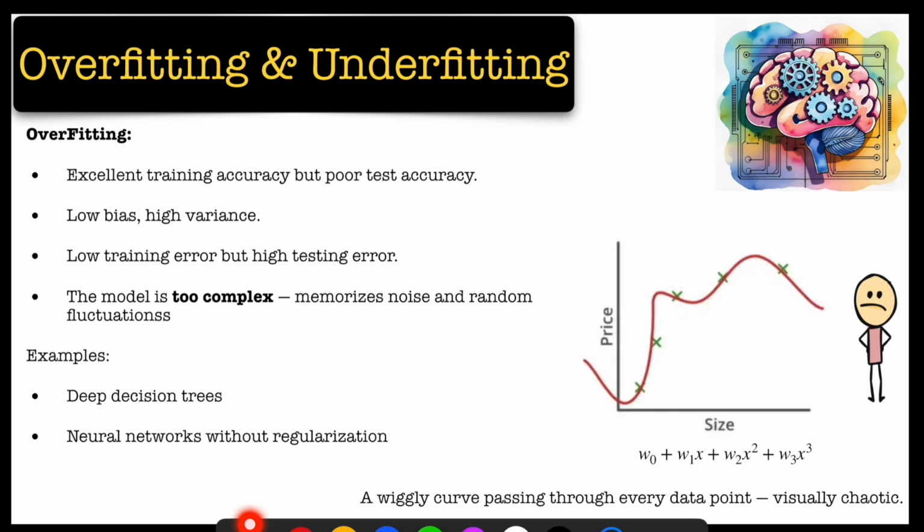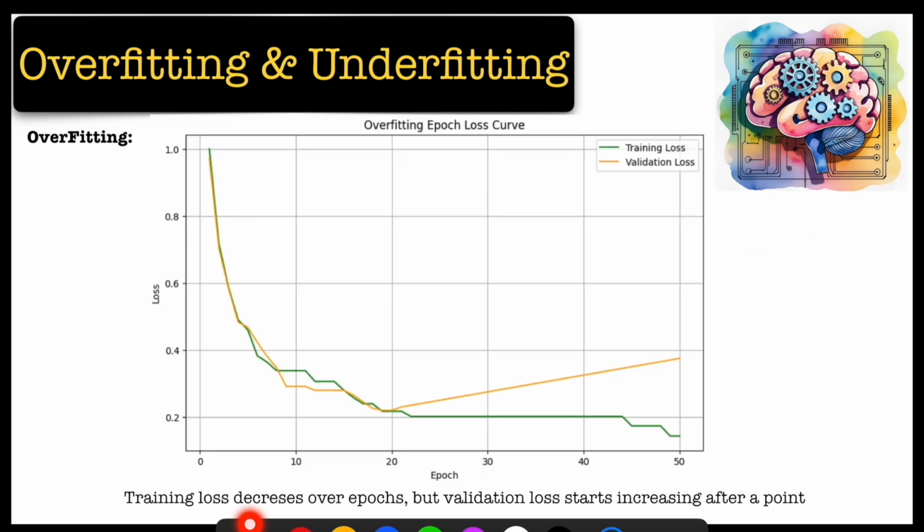But deep neural networks are often trained to overfit. So in case of overfit, you see that the training loss is decreasing, and the validation loss is also decreasing, but after some point it is again starting to increase, right? So the model has overfit.